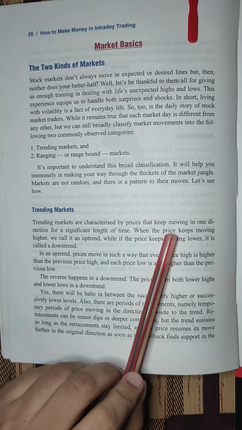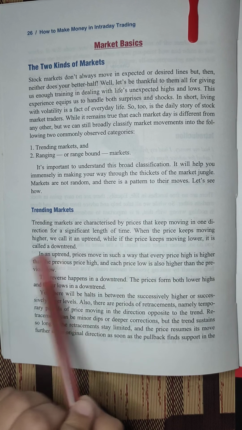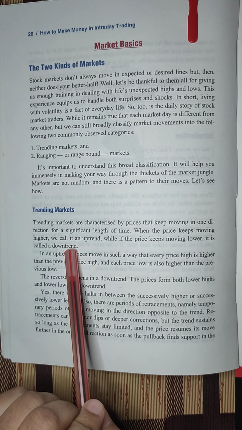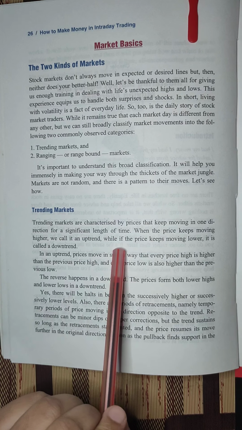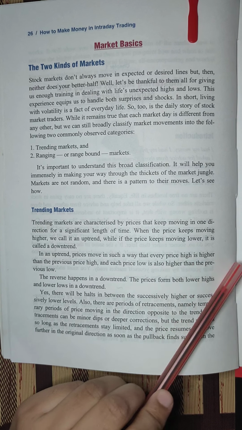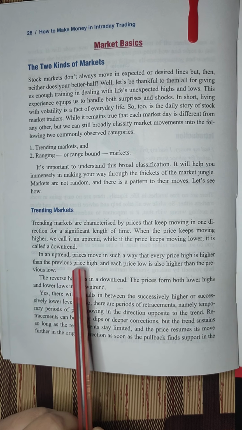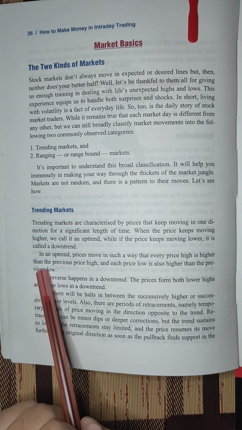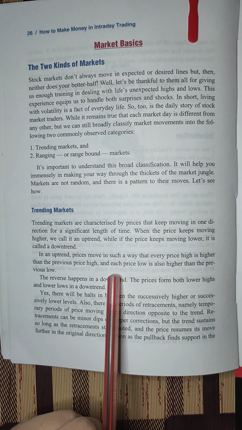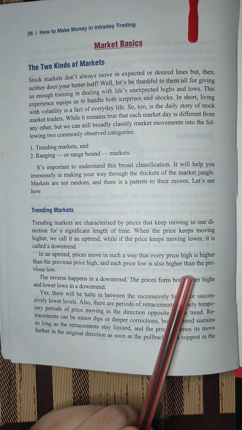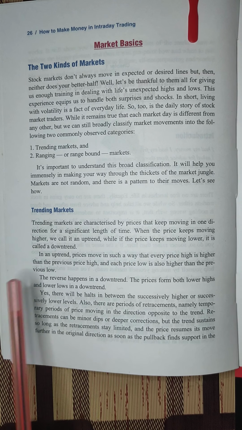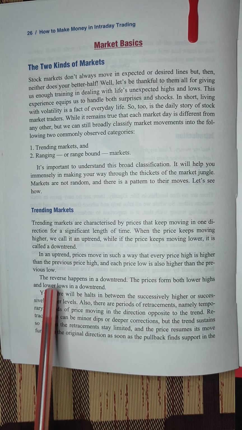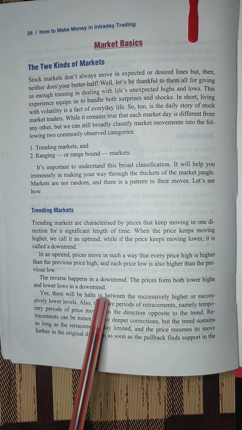Trending markets are characterized by prices that keep moving in one direction for a significant length of time. When the price keeps moving higher, we call it an uptrend, while if the price keeps moving lower, it is called a downtrend. In an uptrend, prices move in such a way that every price high is higher than the previous price high, and each price low is also higher than the previous low. And the reverse happens in a downtrend. The price forms both lower highs and lower lows in a downtrend.